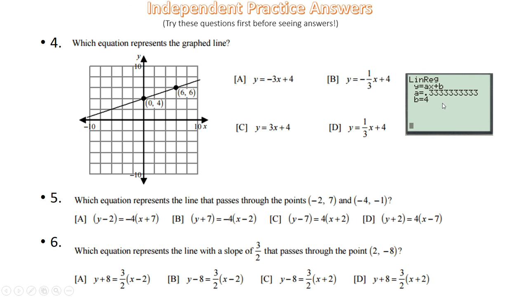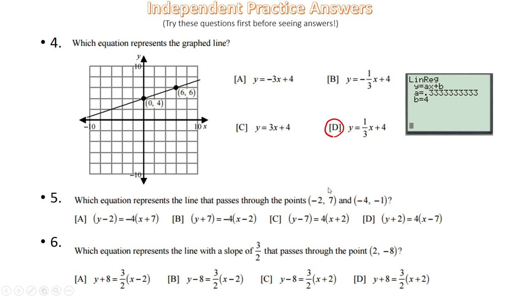If you use your stat key, you're going to see 0.33 repeating. 0.33 repeating is the same thing as 1/3, but you can tell that this is positive and this B is positive, so it has to be this answer, which is D.